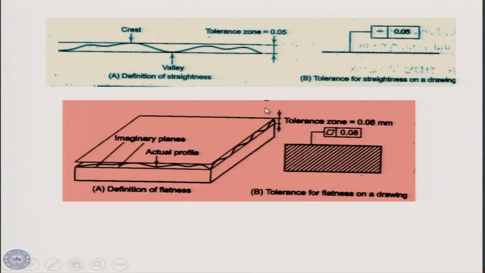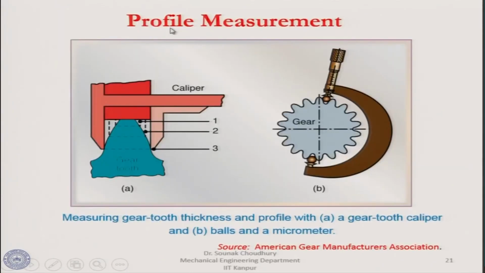Okay. Now, next that we see is the profile measurement. So, profile measurement is important, particularly in the lab when we measure the gear profile, for example. Okay, it can be the bevel gear, it can be the spur gear, okay, it can be the worm and worm gear. So, this is important to exactly find out what is the profile.